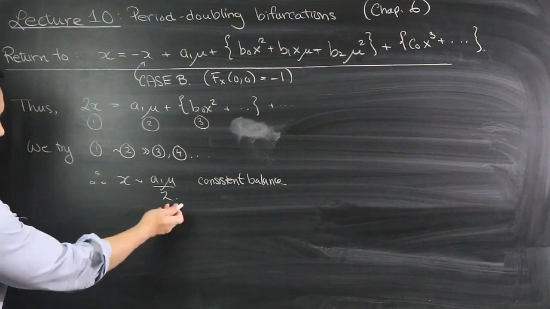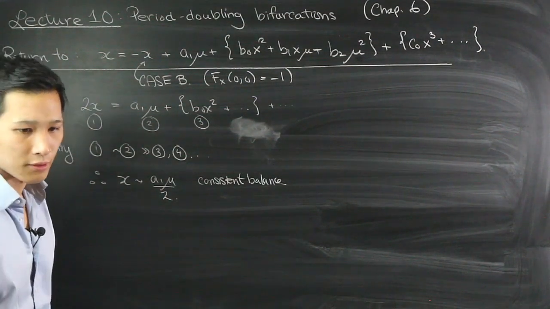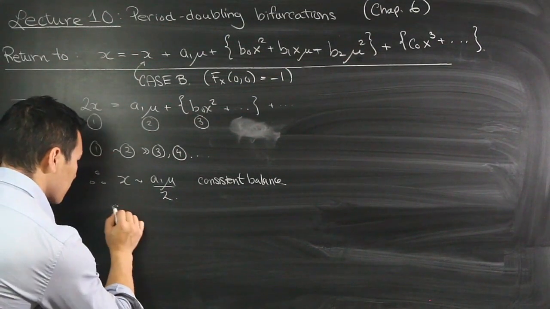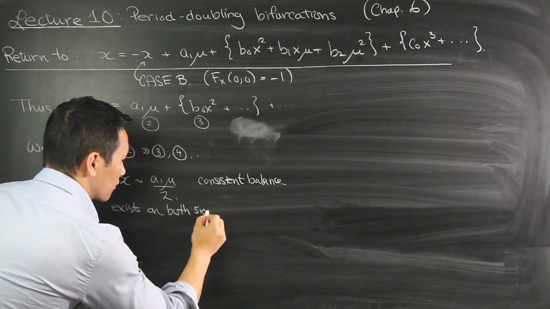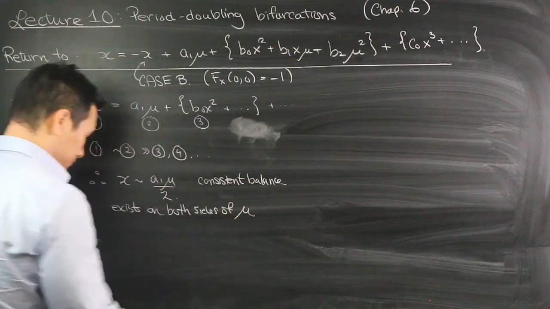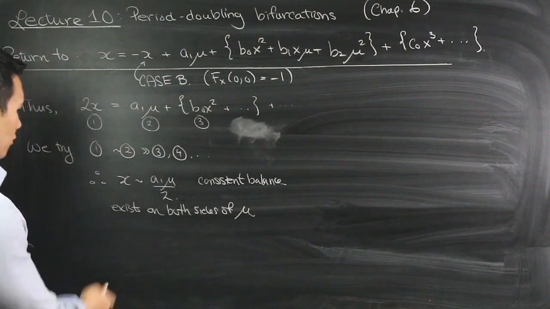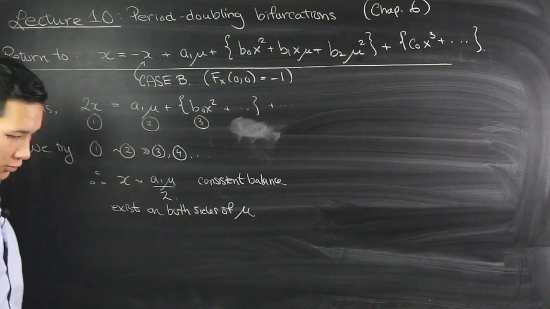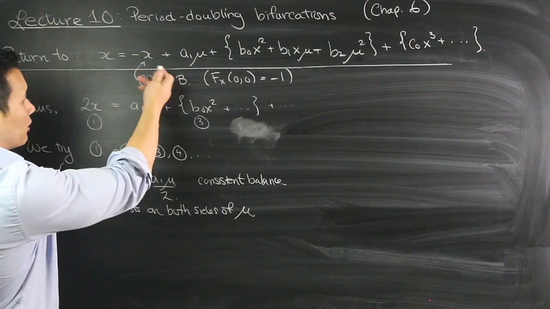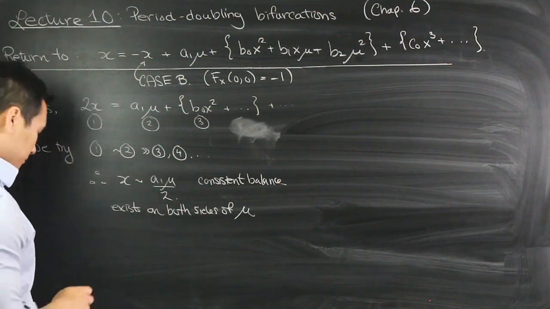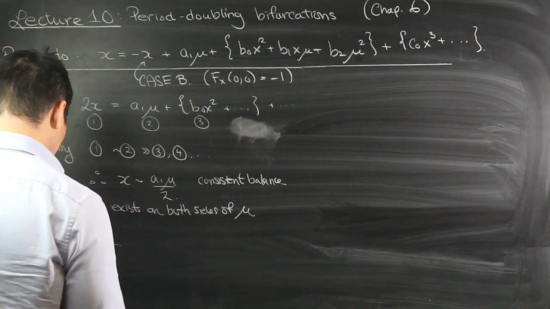Okay. Now the other thing to notice is that this fixed point exists on both sides of mu. What about stability of this fixed point? We're going to take this fixed point and check what the derivative of the function is equal to at that point. So the fixed point exists on both sides, and let's check the stability.